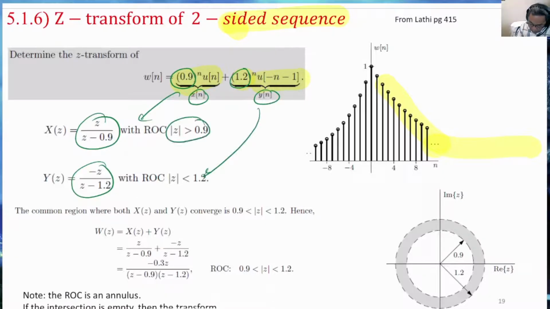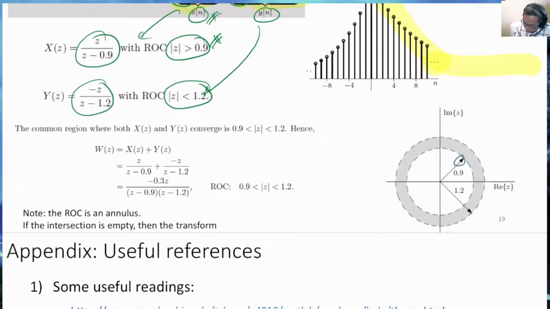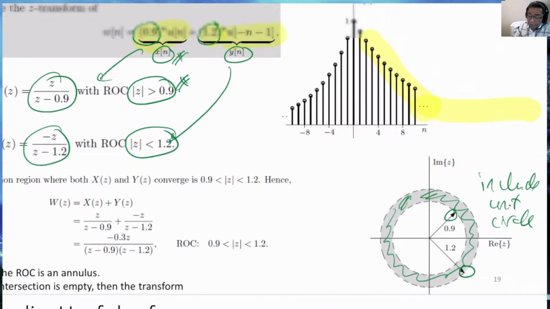Both of them have different regions of convergence. The causal sequence has a region of convergence external to the pole, which is external to 0.9. The anti-causal signal has a region of convergence that must be smaller than this pole, less than 1.2. Right? Where is 0.9 and 1.2? Here and here. We draw two rings around it, and fortunately, the rings intersect. And not only does it intersect, it includes the unit circle. And hence, we can be sure that the sequence, although it is infinite, will never blow up.